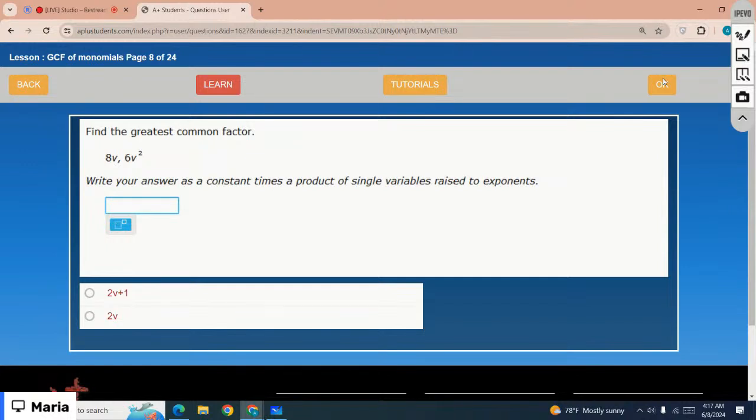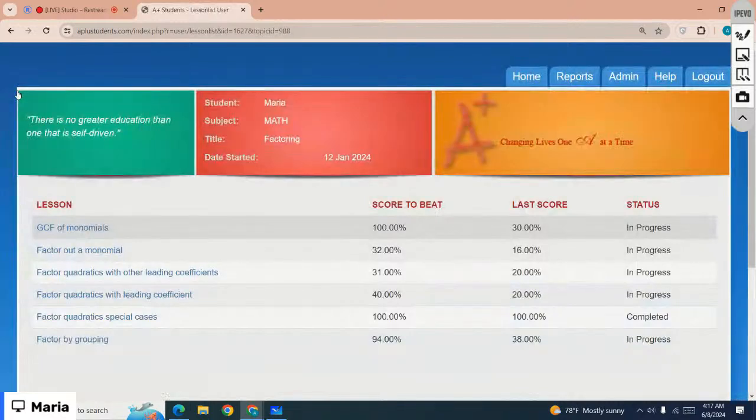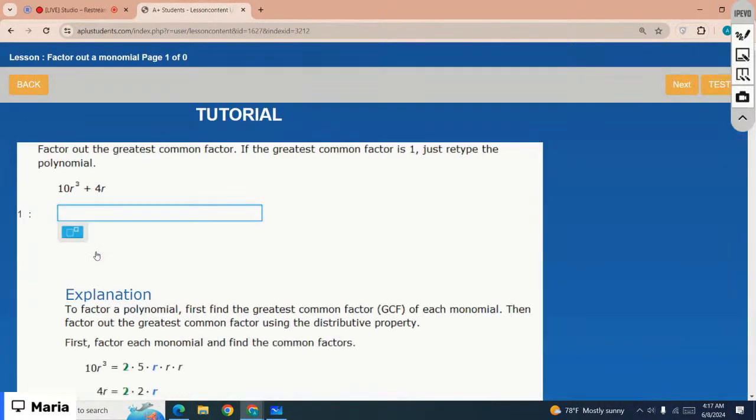The correct option is 2v, right? Okay, you can complete the lesson by yourself later today. Let me just move on to the next lesson, and the next lesson is factor out a monomial. So let's see how we factor out.